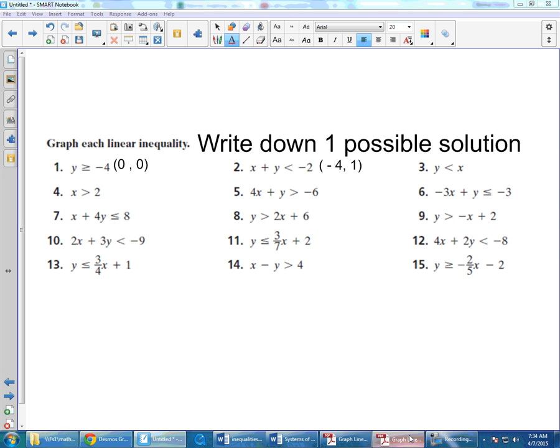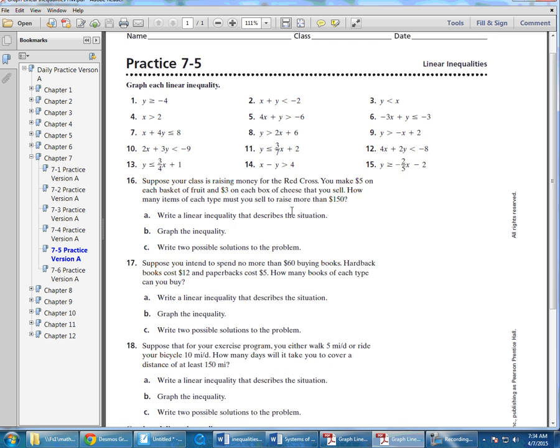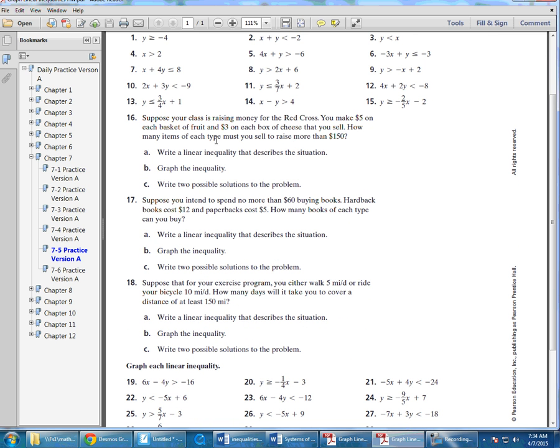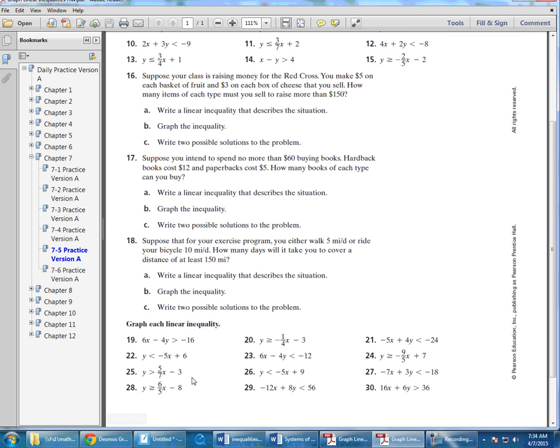Once you finish those, we're going to move down to these ones. You're going to do 16 the same way, but you first have to try to write the linear inequality from the situation. Same with 17 and 18. We are not doing 19 to 30. Do not do those. But we will be doing 16, 17, and 18. You just have to write these in the correct situation first. Okay? Hope this helps. If you have any questions, come ask.